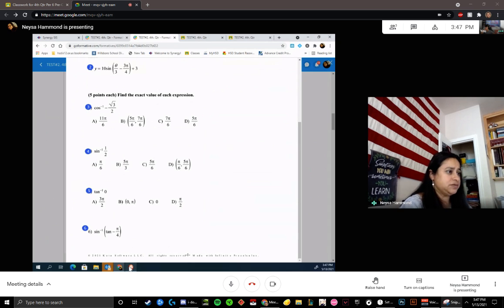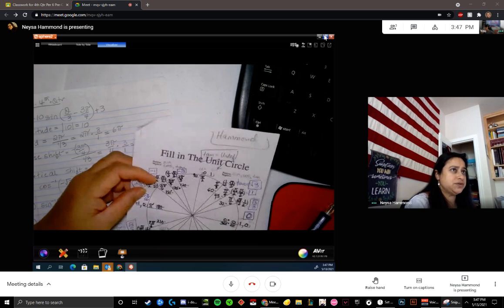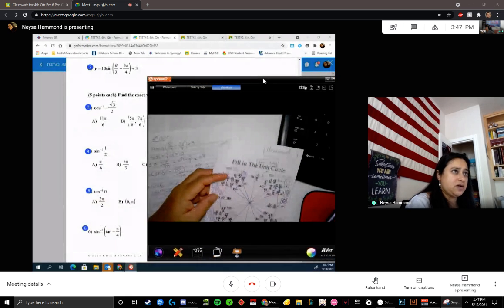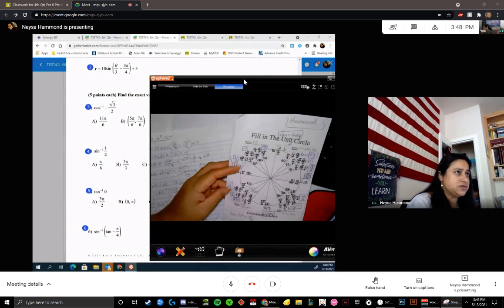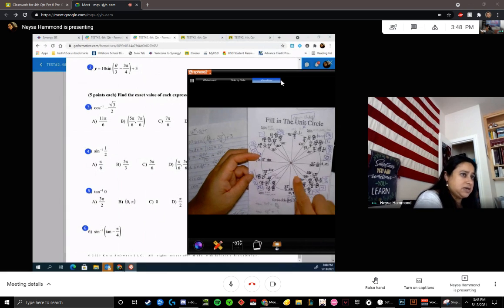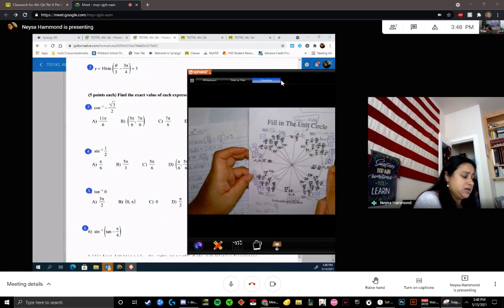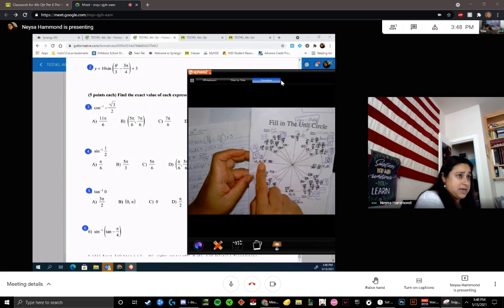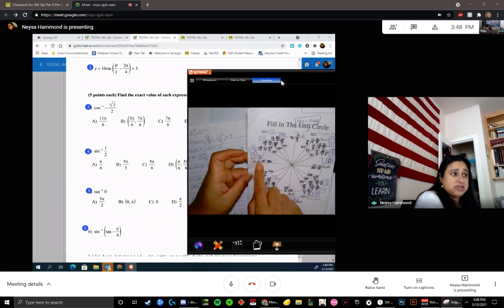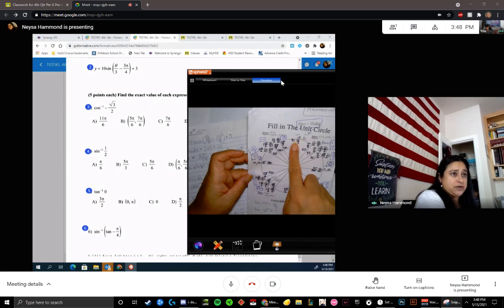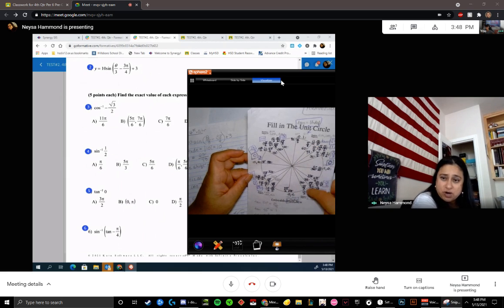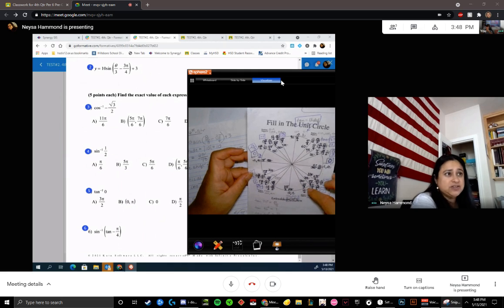So on your unit circle, number five. From the unit circle, tangent of zero would be either 0 or pi, but since tangent inverse is only defined from negative pi over 2 to pi over 2, do you remember that? It's only quadrants 1 and 4. So your answer would be just the 0, option C.